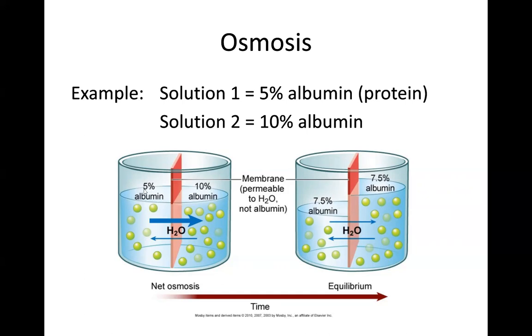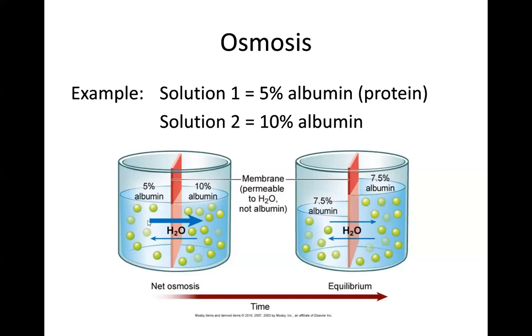Let's say it's not 5% albumin, but 95% water. And then we'd say this is 90% water. So now would you say there's the exact same amount of water? No, solution 1 has more water because it's got less other stuff. Solution 2 has less water, but it's got more other stuff. So this is our high water concentration. This is our low water concentration.